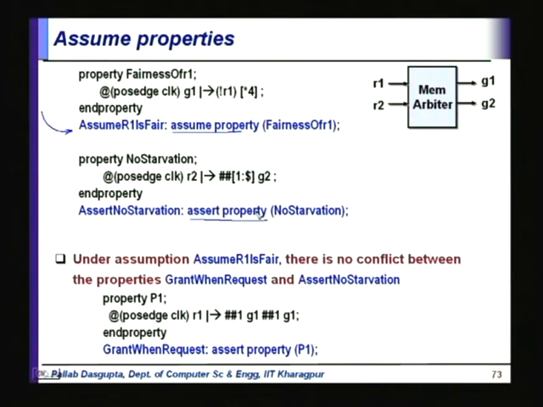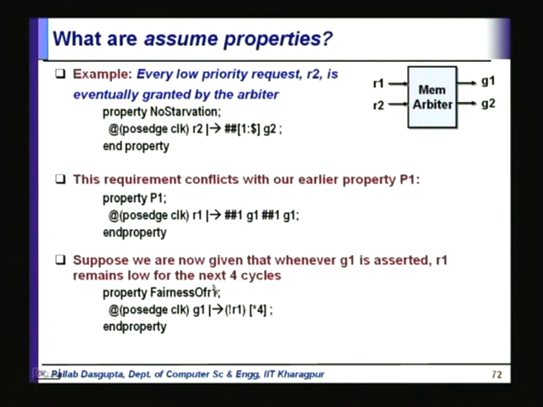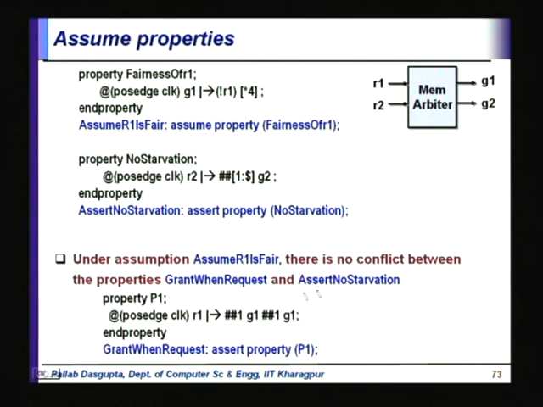This is the syntax of SVA. Now, under the assumption assume R1 is fair, there is no conflict between the property grant when request, this one, and assert no starvation. There is no conflict now. Do you see that there is no conflict now by virtue of this assumption?